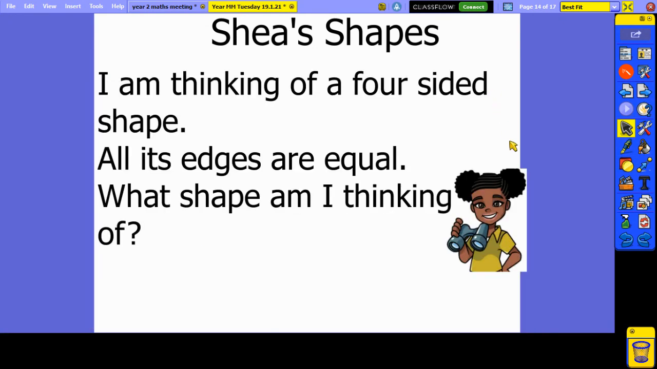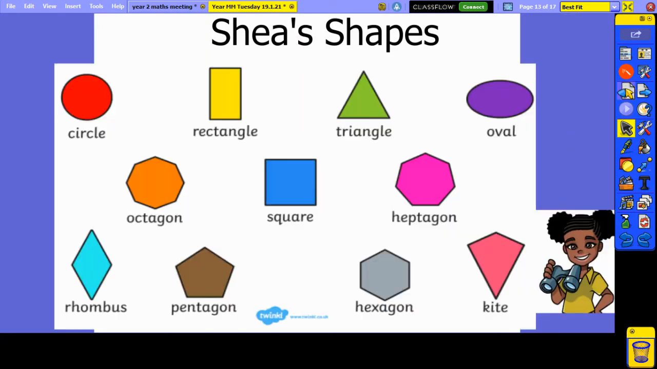Shia is thinking of a four-sided shape. All of its edges are equal. What shape is she thinking of? A four-sided shape with all of its edges equal. Let's just use this to help us. Pause the video while you have a think.